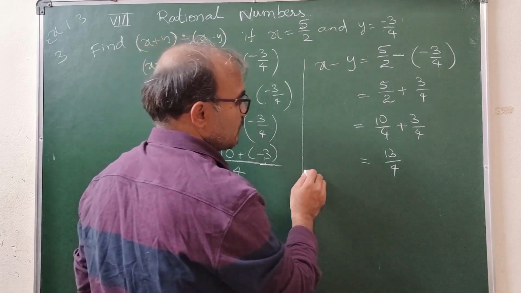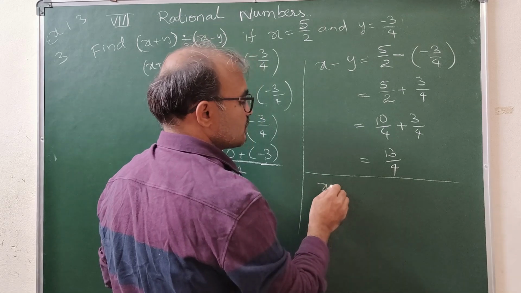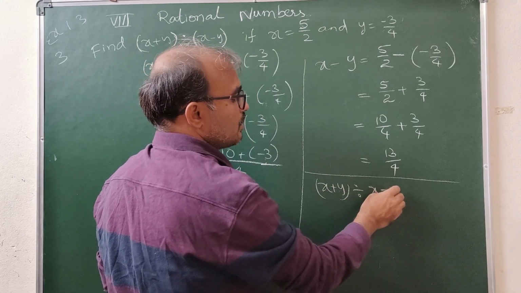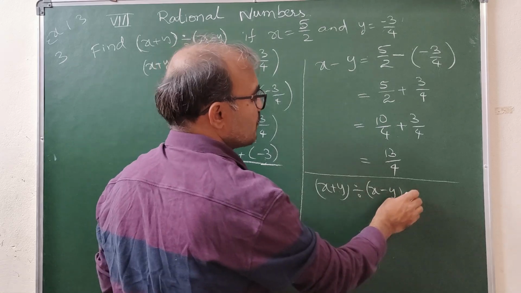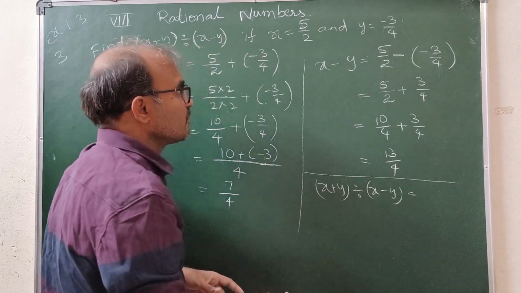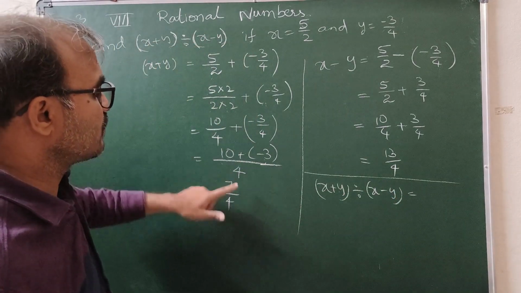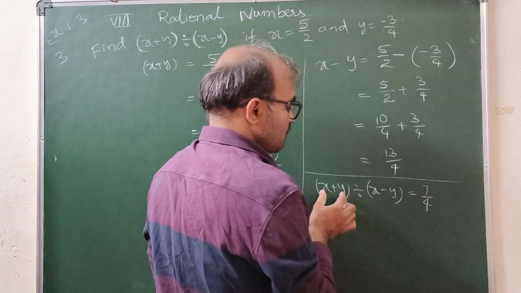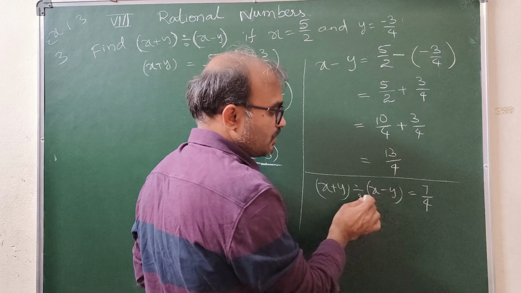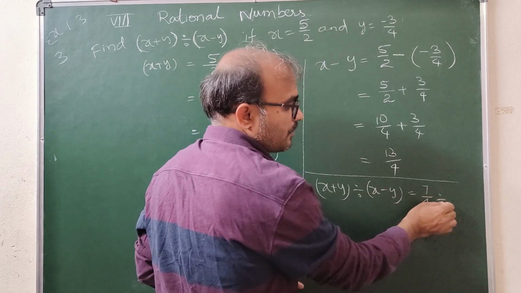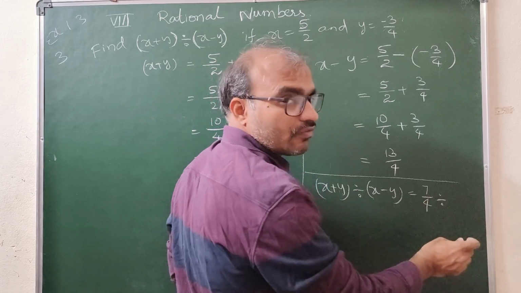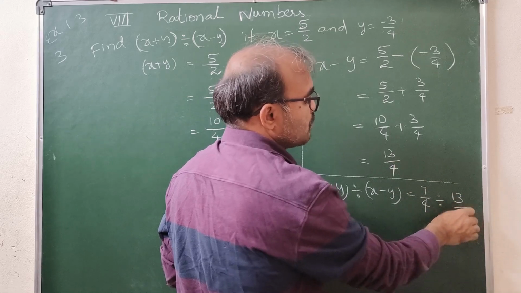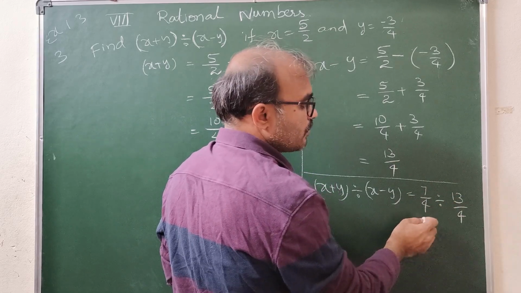So now what do we have to do? The main problem is x plus y divided by x minus y. This is very important. What is the value of x plus y we got here? 7 by 4. We have written the x plus y value, then the divided by symbol, and then x minus y. What is the value of x minus y? 13 by 4. What do you do now?